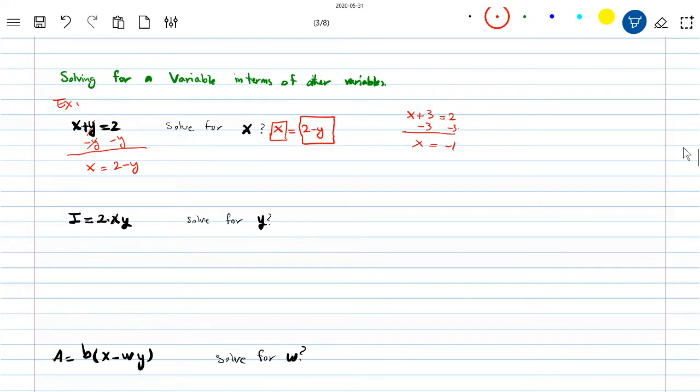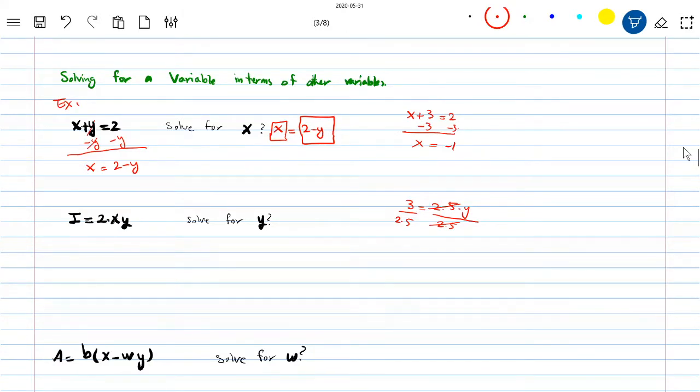How about the second example? I equals 2xy, and they want you to solve for y. Again, I will think of every other variable as constants. If you had 3 equals 2 times 5 times y instead of x, what would you do? You divide both sides by 2 times 5. You can multiply 2 and 5 if you want. These two will cancel out, and I figured out what y is. y equals 3 divided by 2 times 5.